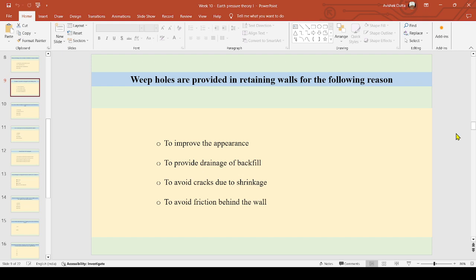I'll repeat the question once. Weep holes are provided in retaining walls for the following reason. Option 1, to improve the appearance. Option 2, to provide drainage of backfill. Option 3, to avoid cracks due to shrinkage. And option 4, to avoid friction behind the wall. Okay. All right. Next question.